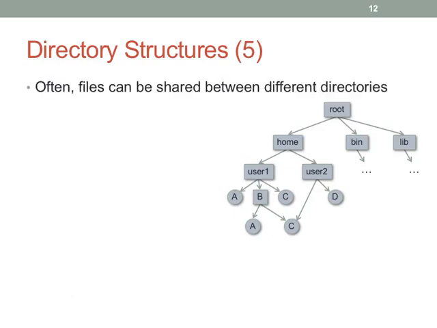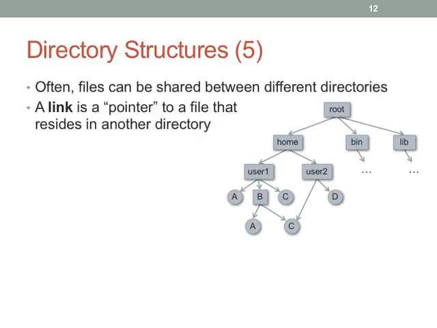Okay, let's see. Yeah, so you have this interesting thing. Notice that we have two C files, and one of them is shared between multiple directories. And so this is done through a mechanism called a link. Okay? Basically, you can think of links as being pointers, but on the file system. And again, you probably have encountered this kind of thing before.